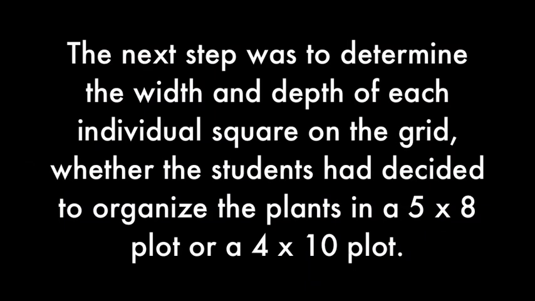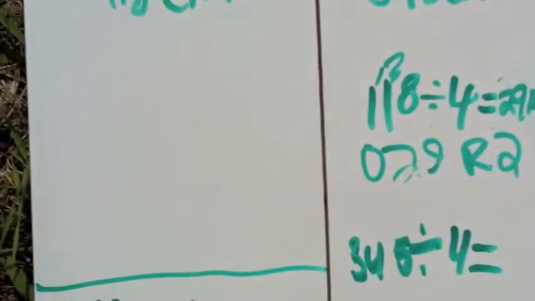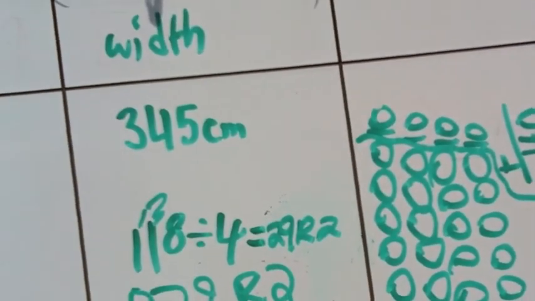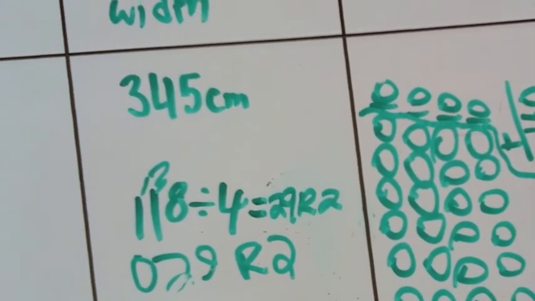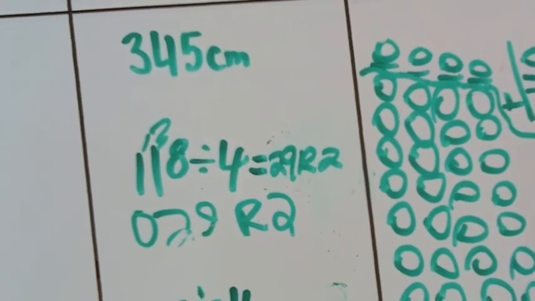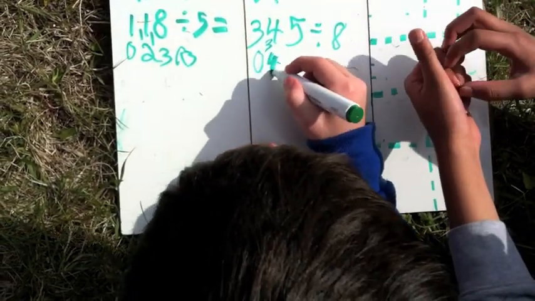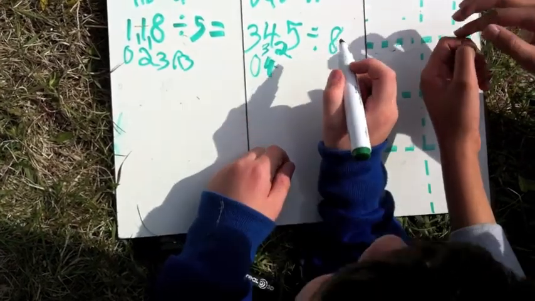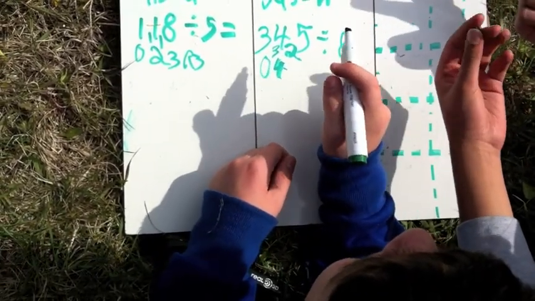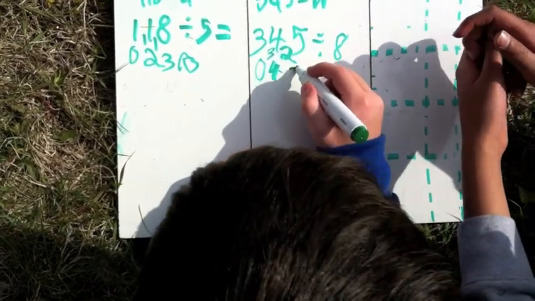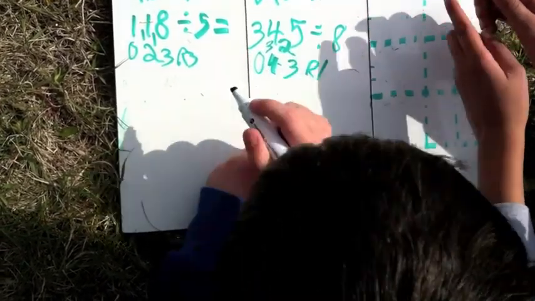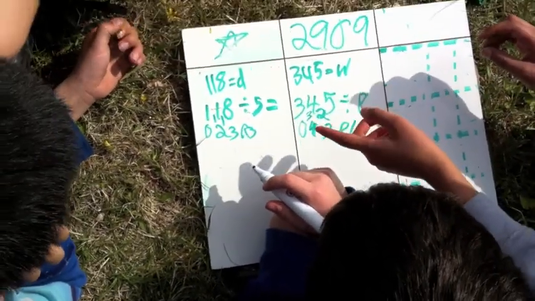The next step was to determine the width and depth of each individual square on the grid, whether the students had decided to organize the plants in a 5 by 8 plot or a 4 by 10 plot. 118 divided by 4, because we want 4 rows. Okay. And that equals 29, remainder of 2. With 2 left over. And 345 divided by 10: how many 10s? So 8, 16, 24, that's remainder 1. So 34 remainder 5. So here's my question, guys.